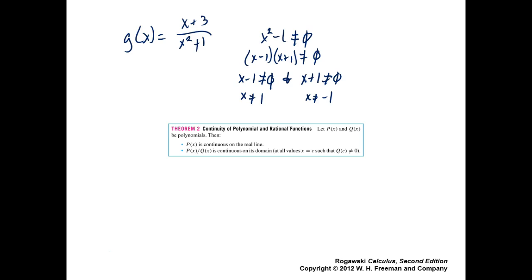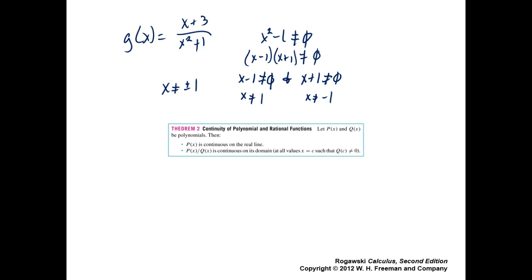Okay. The other way the book actually expresses it is this way: x cannot equal plus or minus 1. You can write it that way, just remember that's two different values. Okay.